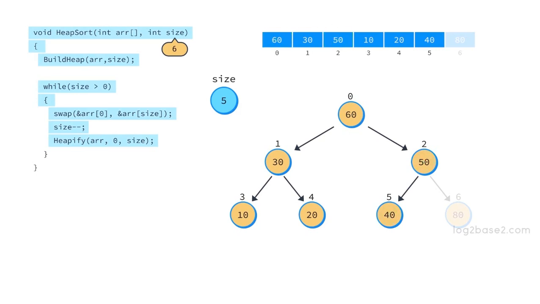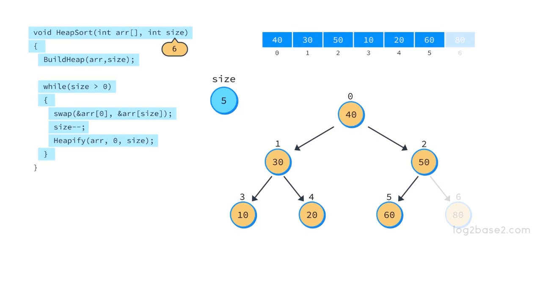Now, one iteration is completed and one element, that is 80, is sorted now. In the next iteration, the condition is still okay since size is equal to 5, which is greater than 0. So swap elements at index 0 and index 5. Now, the largest element 60 is at the last position and 40 is at the first position. Since 60 is now at its actual sorted position, we do not need to consider it anymore.